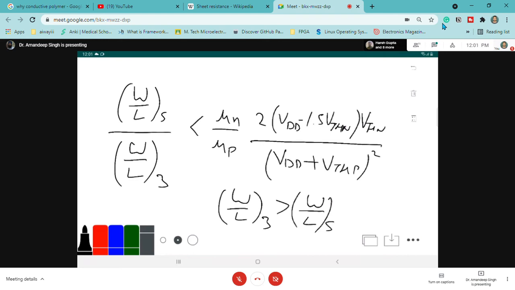Since this is the left-hand side of the circuit, similarly, this can be applicable to the right-hand side of the circuit also. It means W by L ratio of 4 should be greater than W by L ratio of 6. Because the same operation can be performed on the right-hand side circuit. If we are writing 0 on the left-hand side, we have to write 0 on the right-hand side also. Okay, and this is your scaling equation. Any doubt?